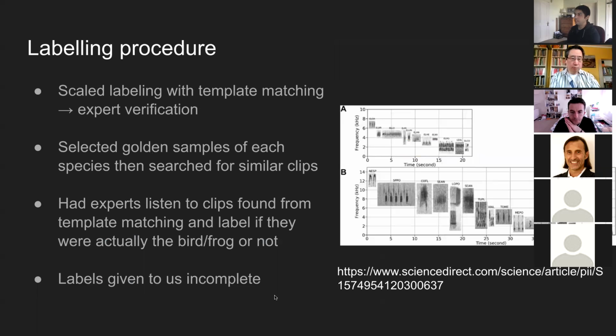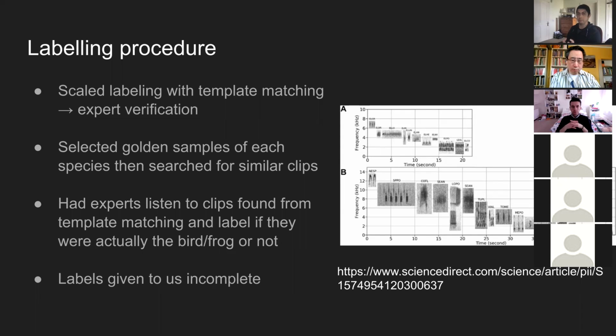Talking a little bit about the labeling procedure, I thought it was interesting what they did here. One of the problems is you have all of this unlabeled audio. They have a whole bunch of microphones out in the rainforest, and they need some way to say which birds are present or not. One way you could do that is to take your experts that are masters in all of the bird and frog sounds and have them listen to hours and hours of audio, but that's not a very efficient use of their time. Instead, they used an approach using template matching, where they selected golden samples of the audio.